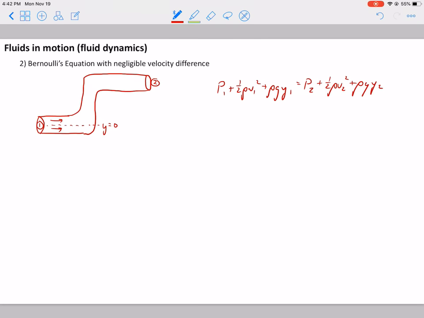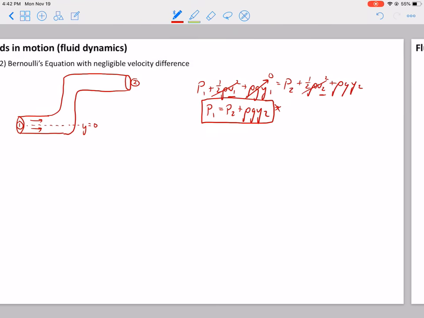Well, in this particular case, you can imagine that my y1 is 0, so that term is gone. y2 is going to exist, but these two velocities are the same because I don't have a velocity difference, so they cancel each other out, which leads me to P1 equals P2 plus rho g y2, which should look pretty familiar, right? This is just our equation for a difference in pressure as I go deeper inside a fluid. Point 1 is at a lower level in the fluid, so it has additional pressure.